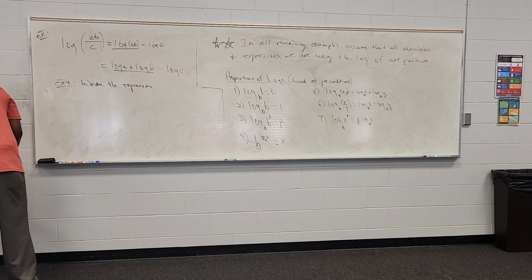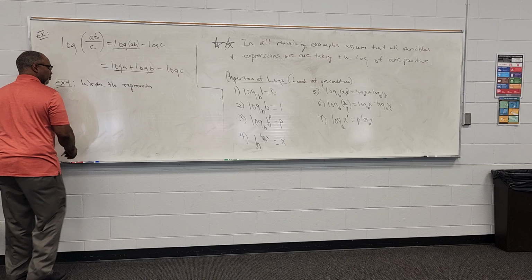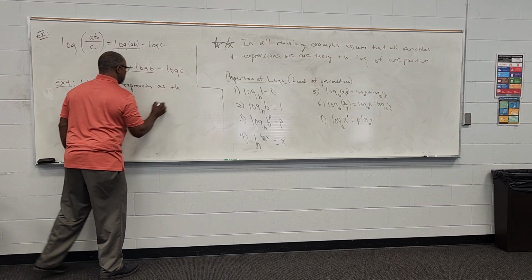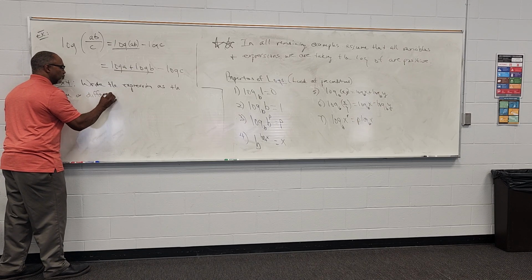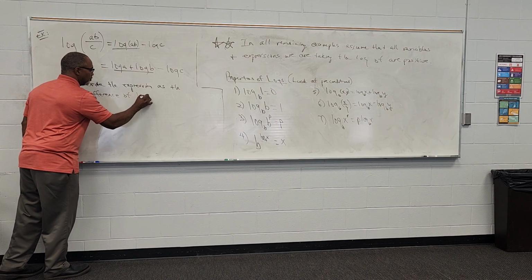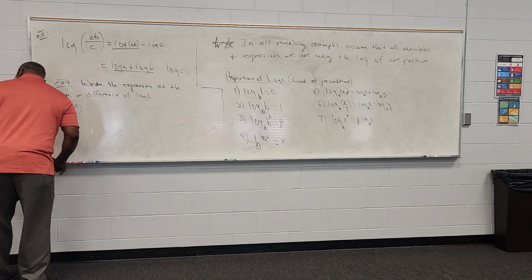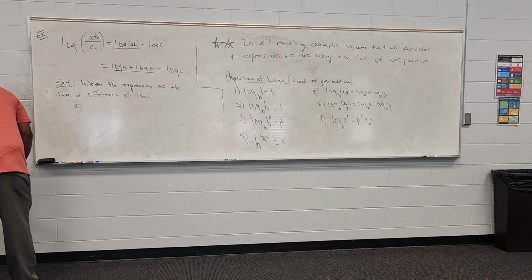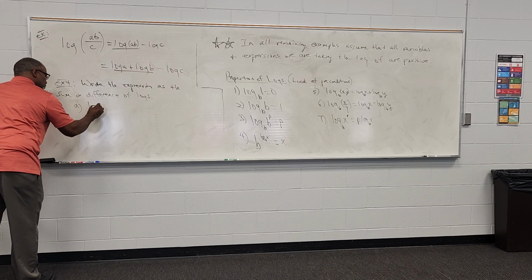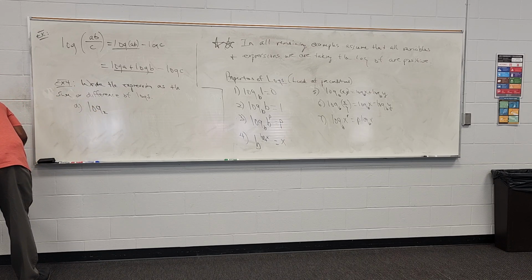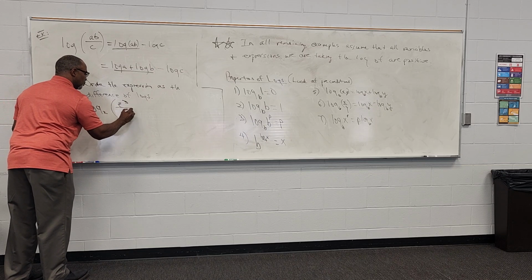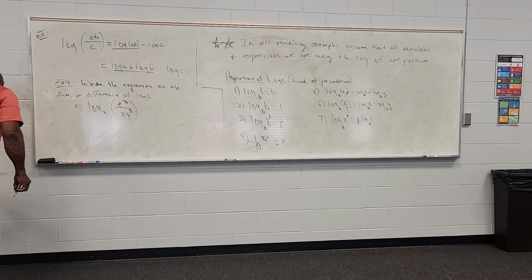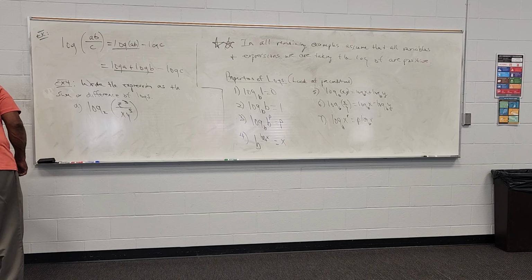So write the expression, they say, as the sum or difference of logarithms. As the sum or difference of logs. Okay? So they give us log to the base 2, z cubed over xy to the 5th. Z cubed over xy to the 5th. Okay? Log to the base 2, z cubed over xy to the 5th.